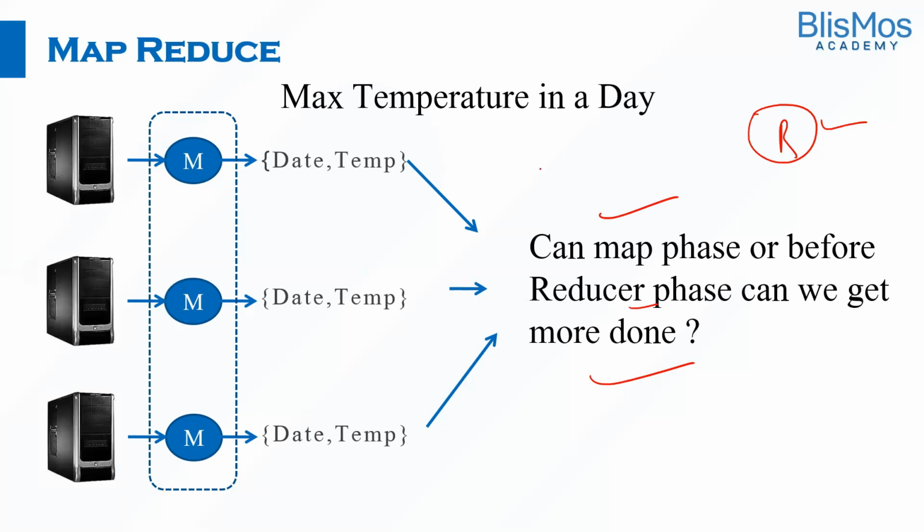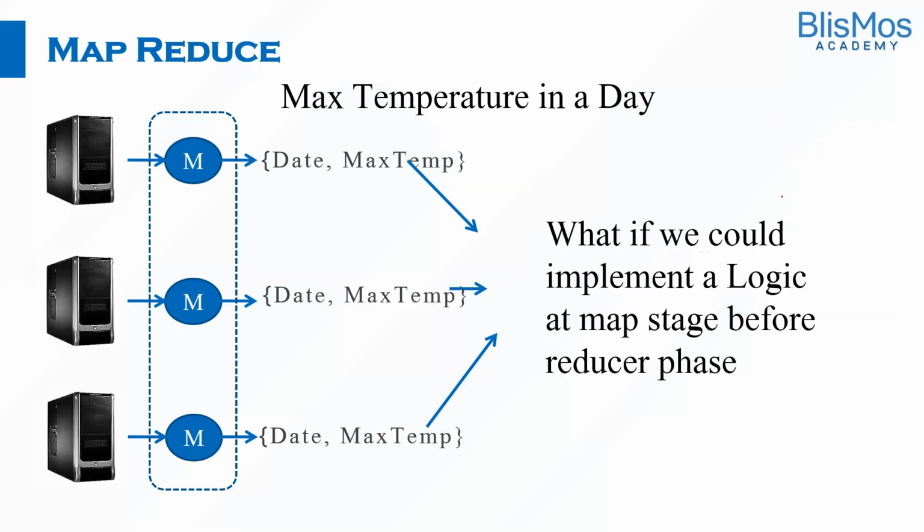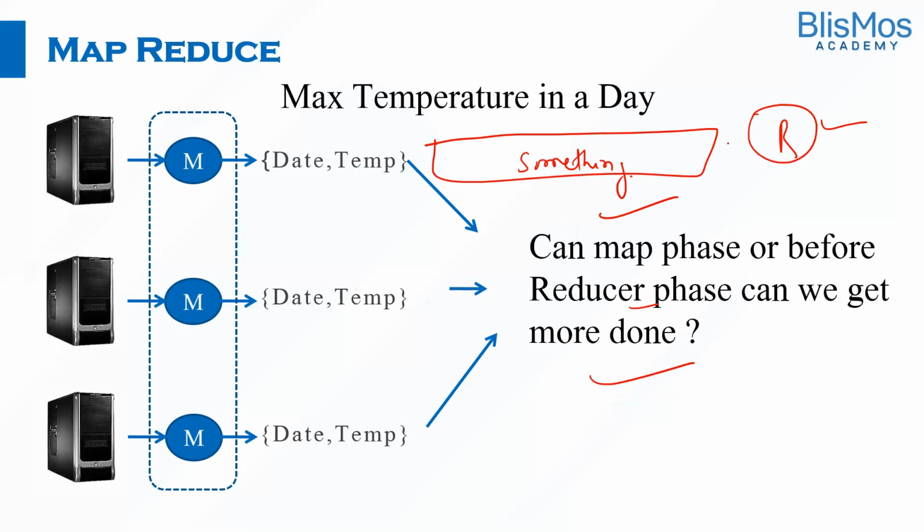So we want to introduce something between mapper and reducer. In this phase, can we do something so that we are increasing the efficiency? We are trying to get more things done at the less time. What if we could implement a logic at map stage before reducer phase? Earlier, the question was, can we do something at the map phase or before the reducer phase?